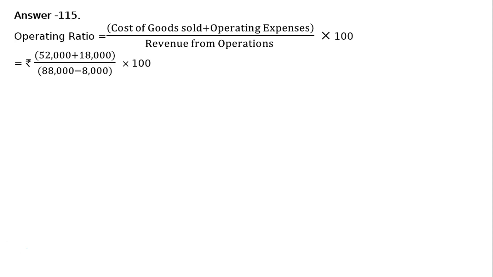That is equal to 70,000 upon 80,000 multiplied by 100. That is equal to 87.5%.